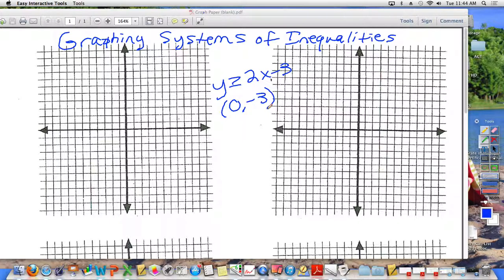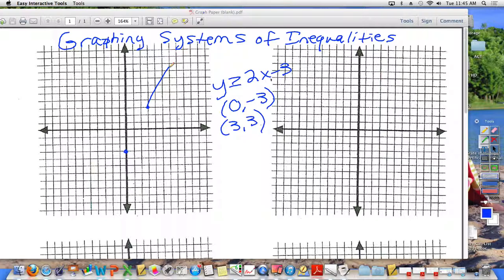So for example, when you type in 2x minus 3 into your calculator, the point (0, -3) will fall on your line, and so will the point (3, 3). I'm going to plot those 2 points. It gets me a point right here, (0, -3), and then (3, 3) is this point right here. And then I'm going to connect them.